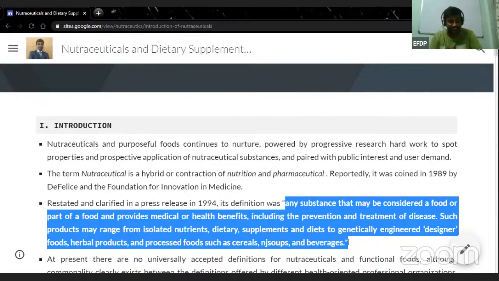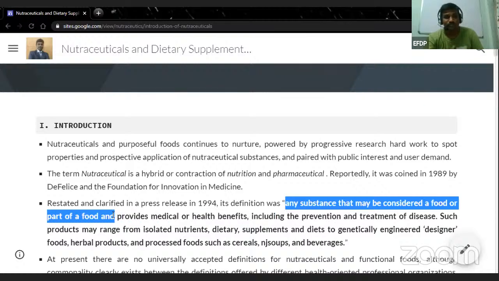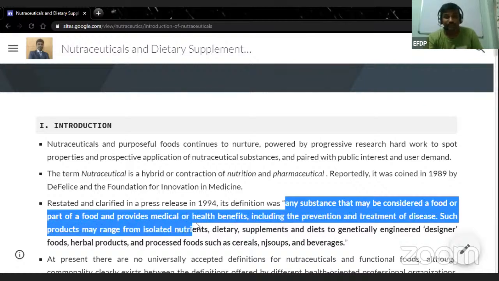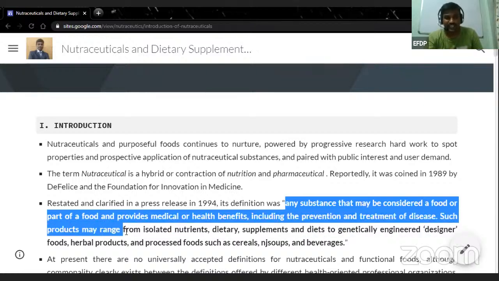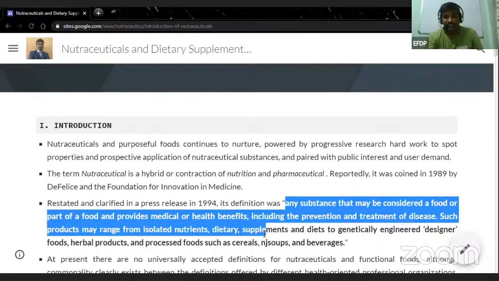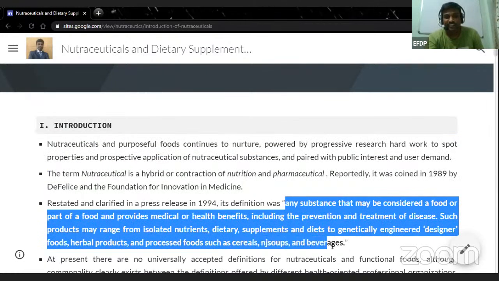So now I'm coming to the definition. So what is the definition? Any substance that may be considered food or part of food and provides medical health benefit, including the prevention and treatment of a disease. Such a product may range from isolated nutrient, dietary supplements, and diet to genetically engineered designer food, herbal product, and processed foods such as cereals, soups, and beverages.